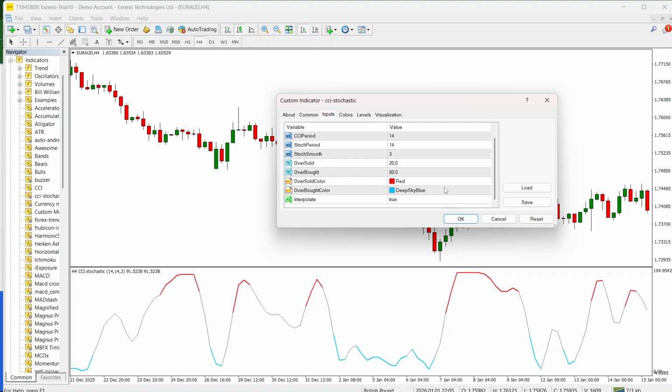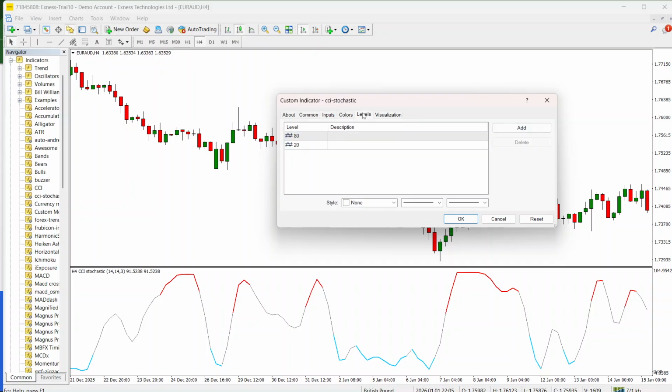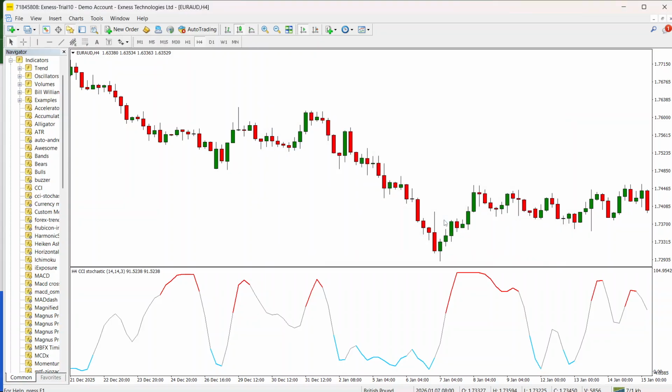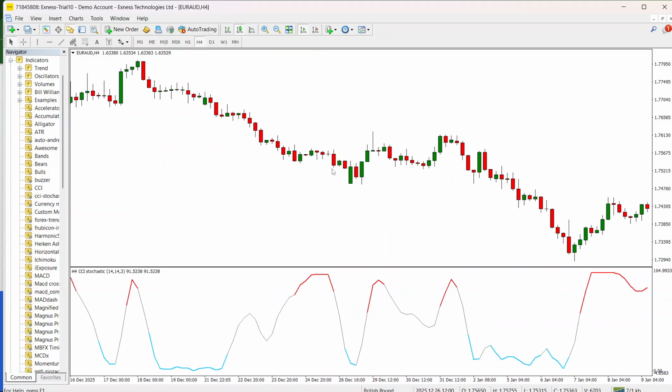The stochastic settings, such as 5-3-3 by default, control how the percent K and percent D are calculated and smoothed, shaping how cleanly you see stochastic swings inside the shared window. The CCI stochastic indicator is ideal for traders who like to trade from overbought and oversold zones and want two classic oscillators combined in one place for clearer momentum confirmation.